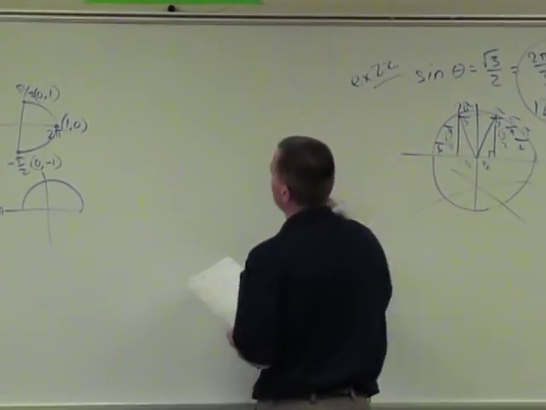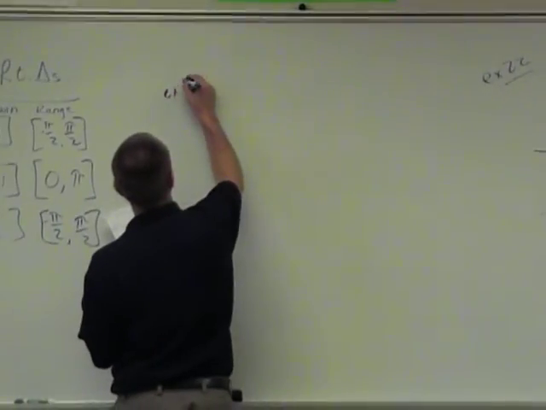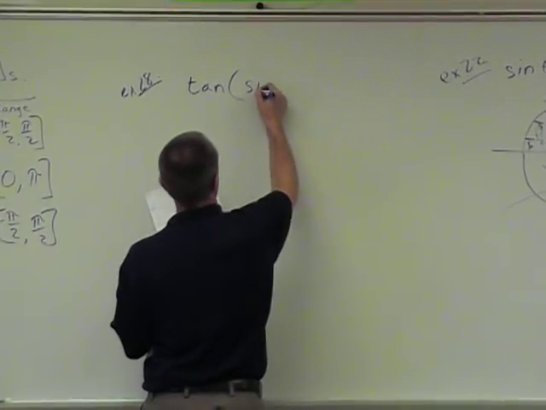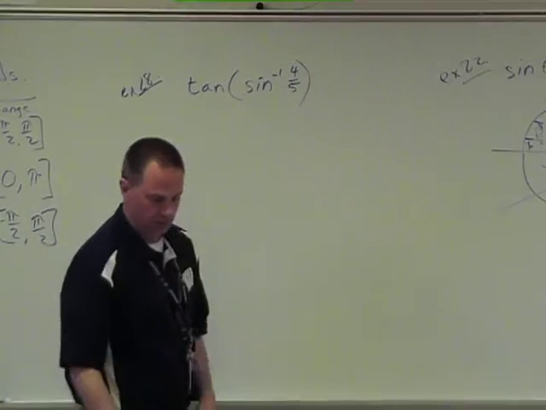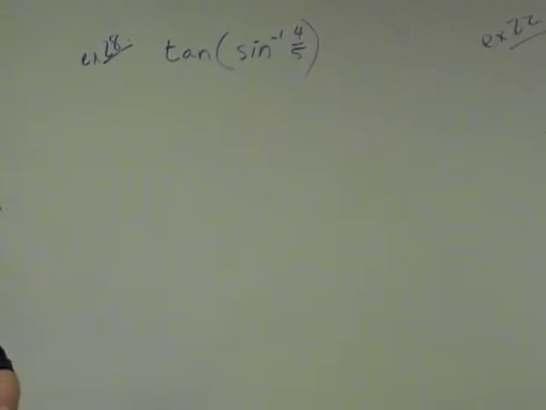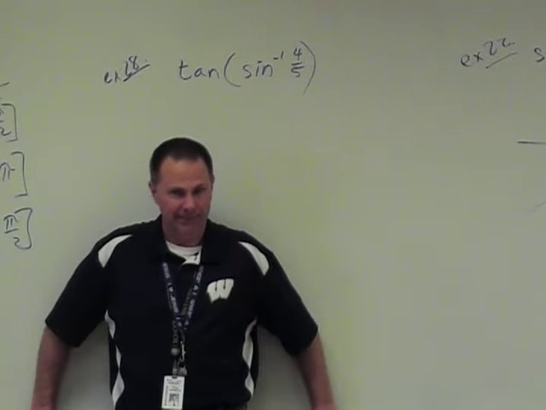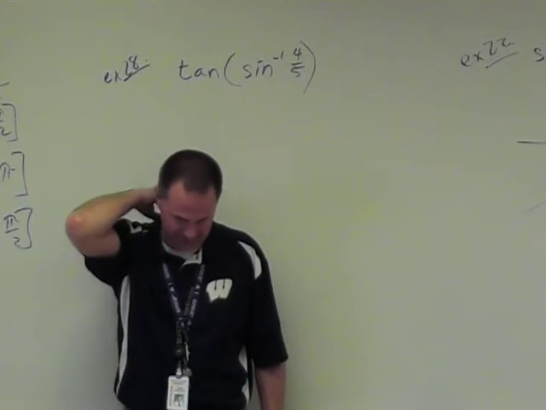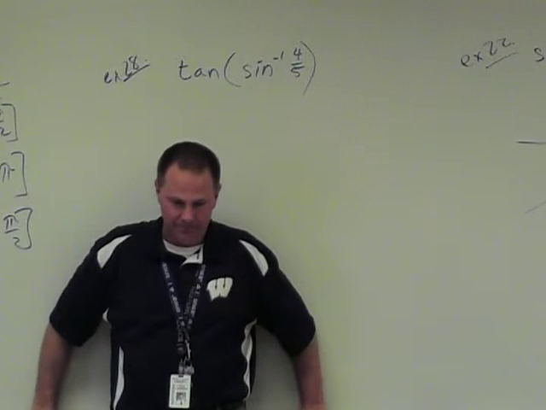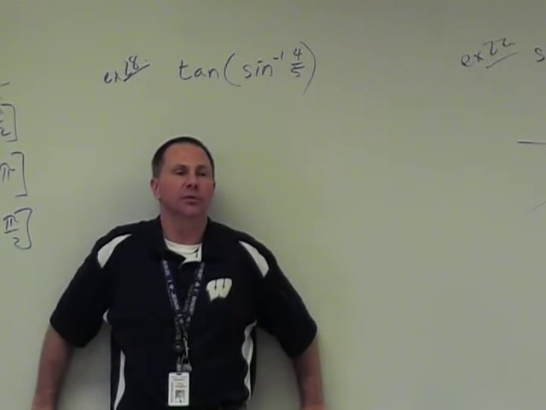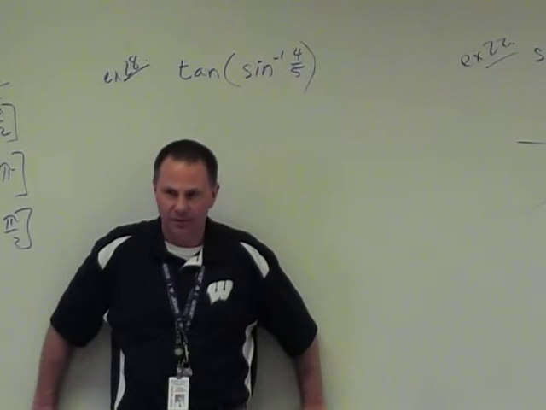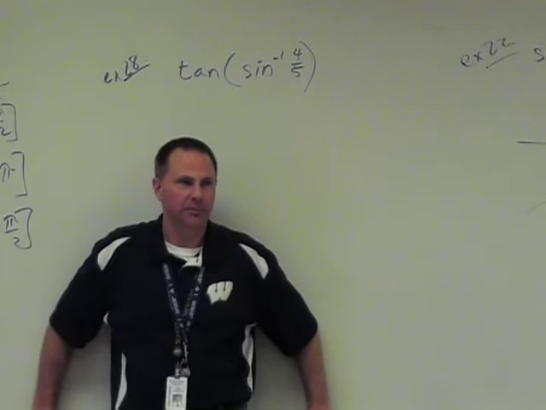All right, we'll do a little more complex one. This is example 28. The tangent of the arc sine of 4/5. What are you going to do first? Say it. What's inside the parentheses? Are you finding degrees? The arc sine? First of all, what is the arc sine of 4/5? What did you get? 53.1301. Yeah, 53.1 degrees.